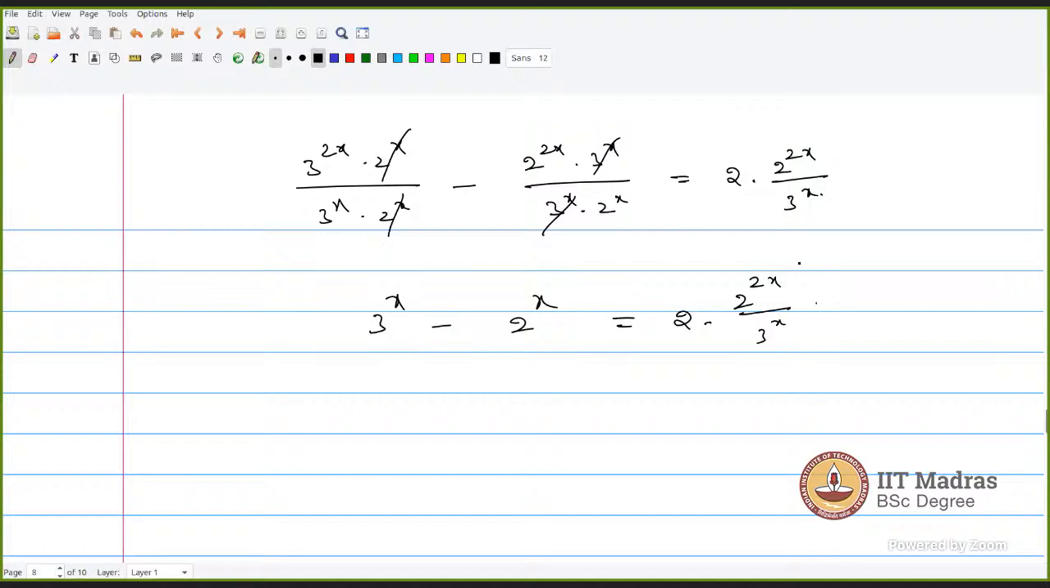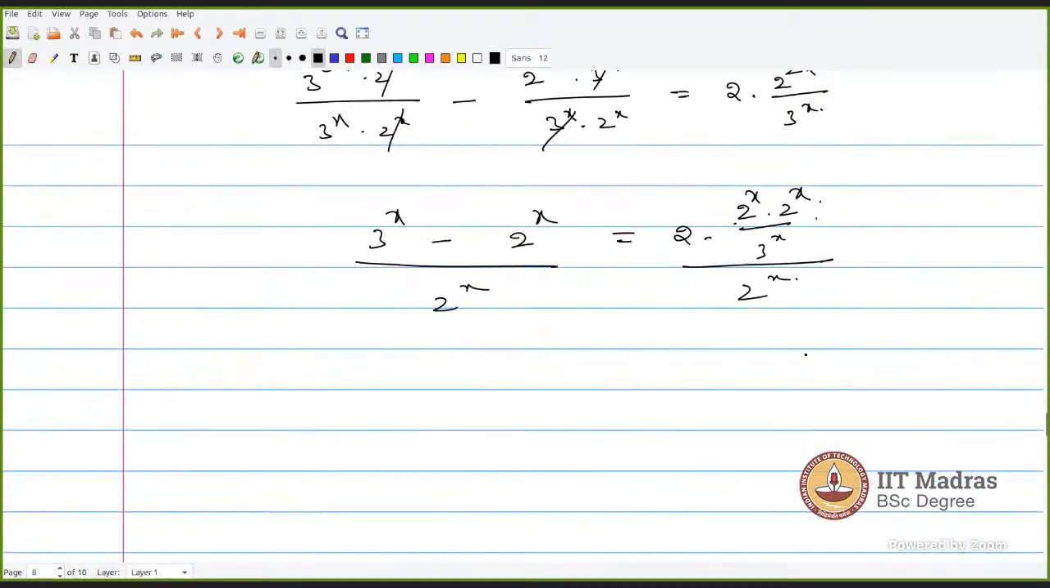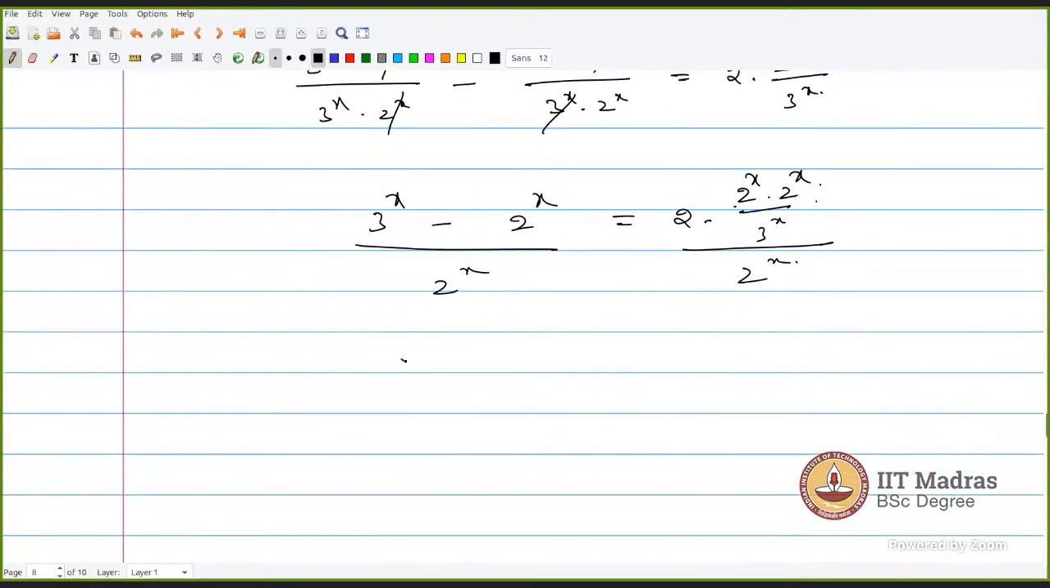Okay, again I will divide. I will just take this as 2 power x into 2 power x. I will just bring 1 2 power x, again divided by 2 power x and 2 power x. And I will get 3 power x by 2 power x minus 1 is equal to 2 times 2 power x by 3 power x.